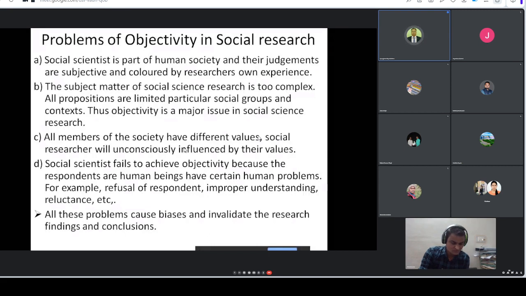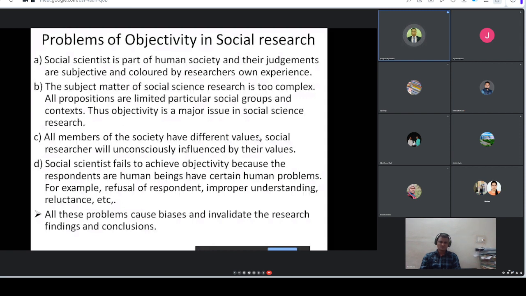Then, what are the problems we face in social science research when it comes to objectivity? The first: the social scientist is a part of human society. Remember, you and me are part of our society. As a result, our judgments are normally very subjective because we are biased. We love our society, our community, our culture, or our religion. We tend to be more biased because of our affection for our own community, our own culture, or even our own ideology. That is why sometimes people are very critical of another ideology or another community.